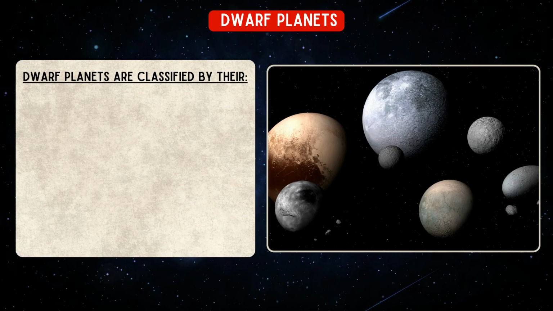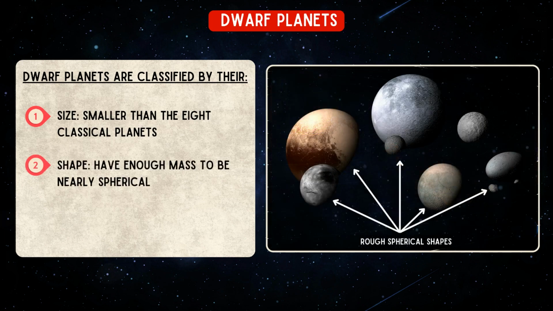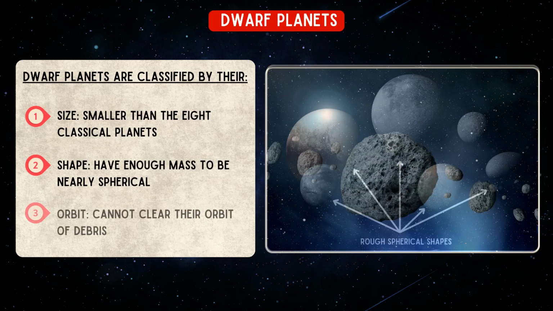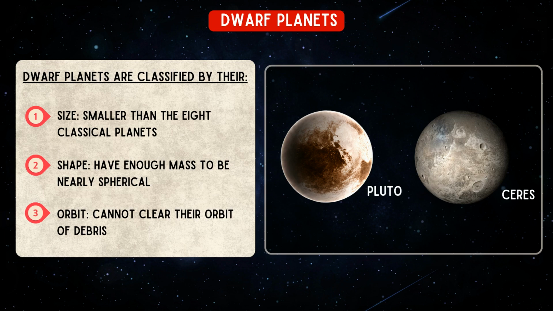In summary, dwarf planets are smaller than the 8 classical planets, have enough mass to be nearly spherical, but have not cleared their orbits of other debris. Pluto and Ceres are prime examples, each with their own unique characteristics and positions within the solar system. Understanding these celestial bodies helps us expand our knowledge of the diverse objects that exist within our solar system.